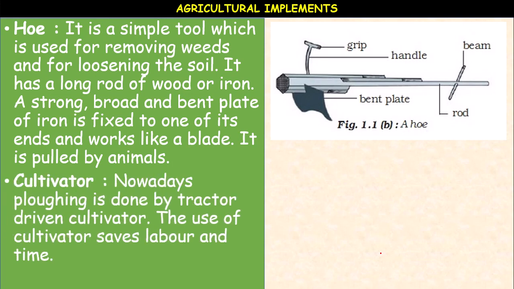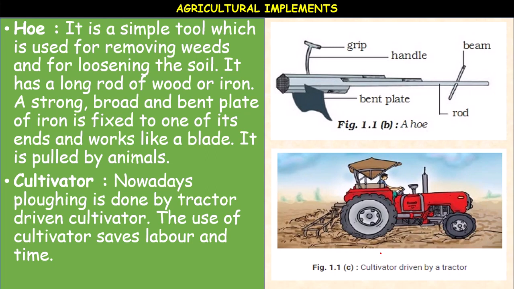And the next one is a cultivator. It is a device used to attach to the tractors, or tractor cultivator. Nowadays, the ploughing is done by tractor driven cultivator. The use of tractor saves the labor and time.